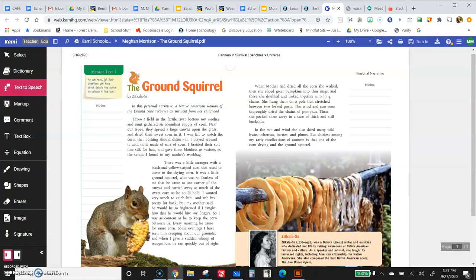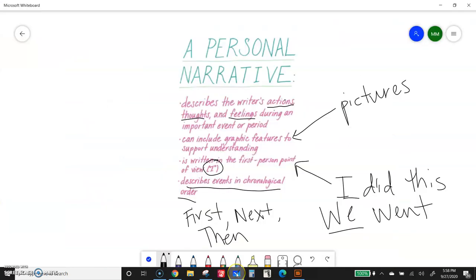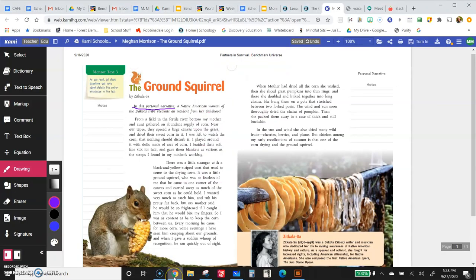So, for your assignment, you are going to go to the story. And you are going to underline or circle things that tell you it's a personal narrative. So notice it tells you in the introduction, in this personal narrative, a Native American woman of the Dakota tribe recounts an incident from her childhood. So like I said, it's during an important event or period. So in this case, it was during her childhood.